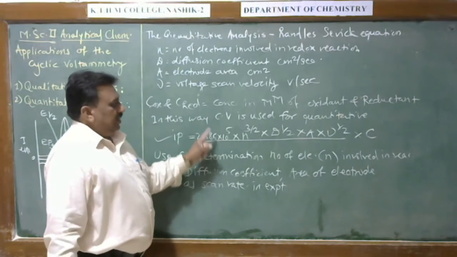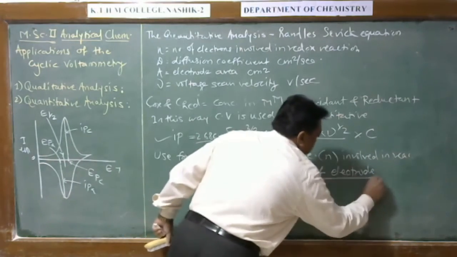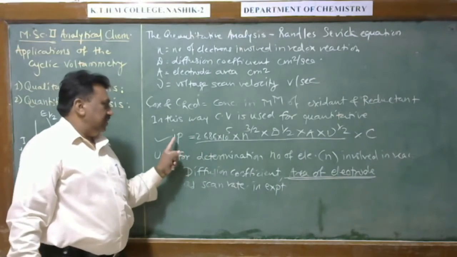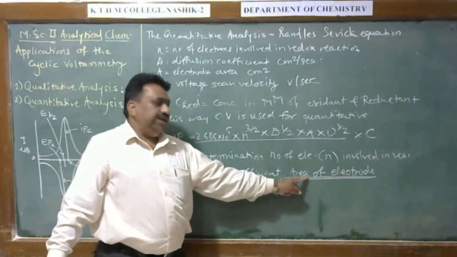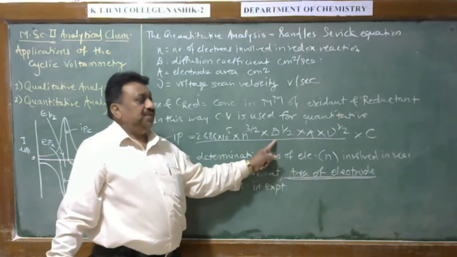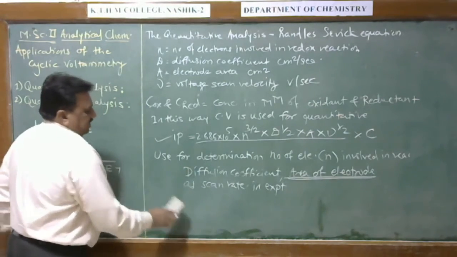Therefore, cyclic voltammetry is also an important tool for determination of electrode area of the working electrode. This peak current is proportional to the area of electrode. Therefore, area of electrode can be determined by cyclic voltammetry. Students, let us discuss the next application of cyclic voltammetry.